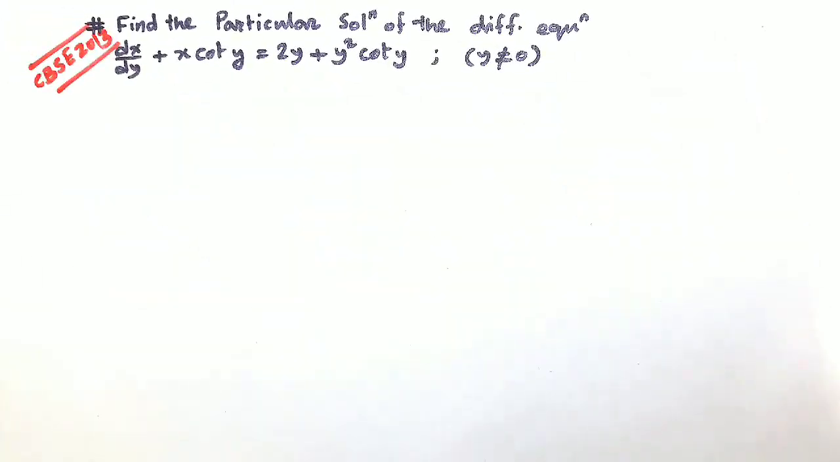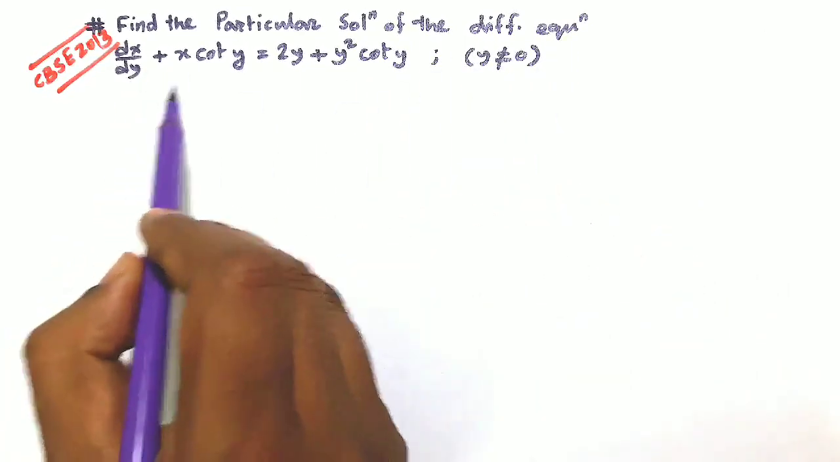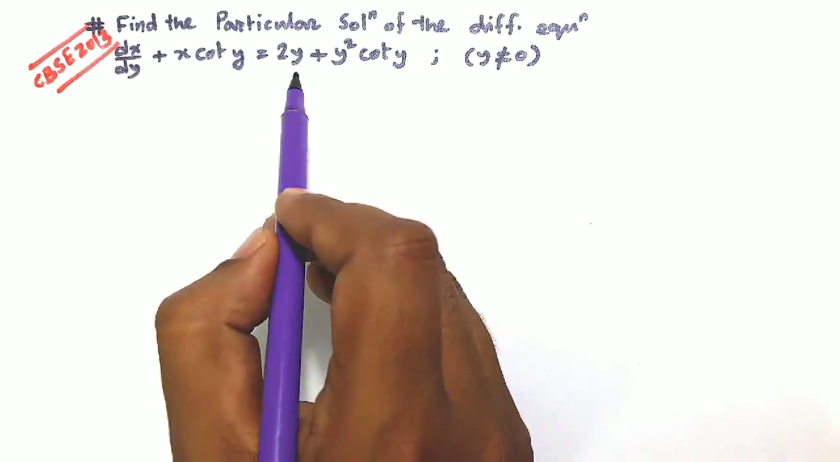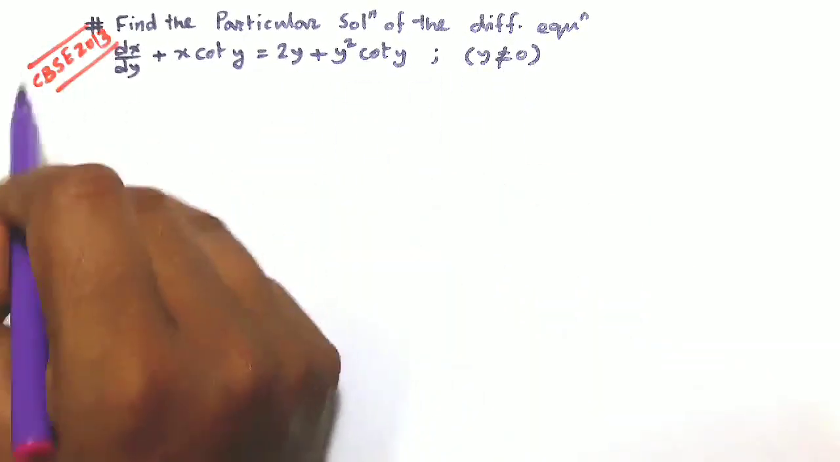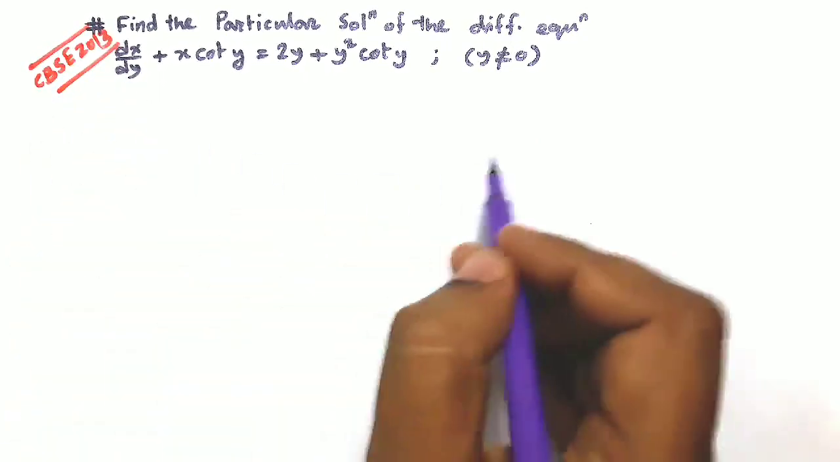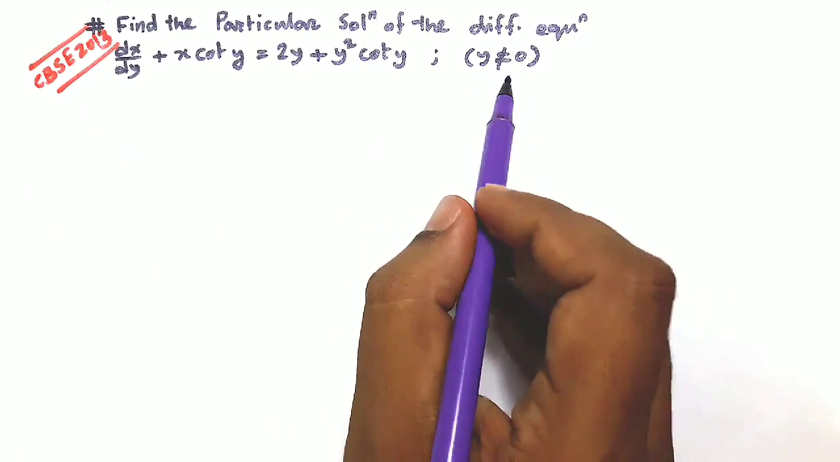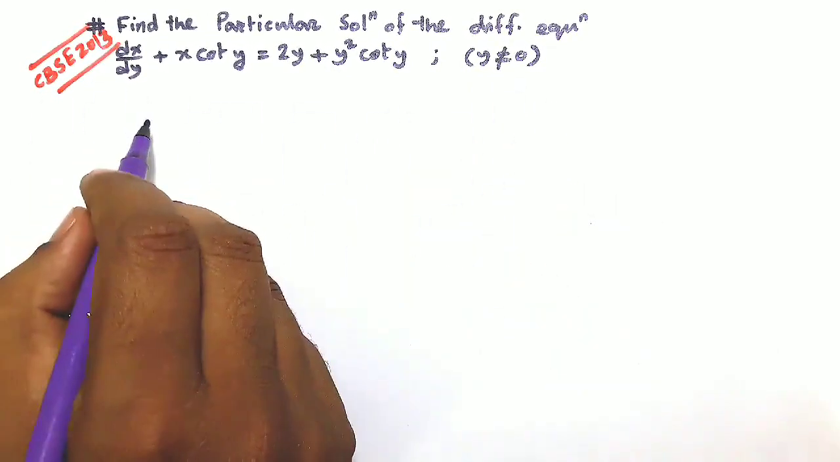So many questions. Our next question is, find the particular solution of the differential equation dx/dy plus x cot y is equal to 2y plus y square cot y, where y is not equal to 0. This is taken from CBSE 2013. Friends, this also carries 6 marks, and this is also one of the most important questions.